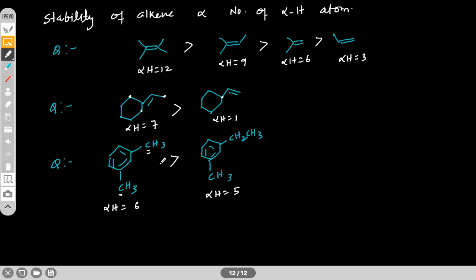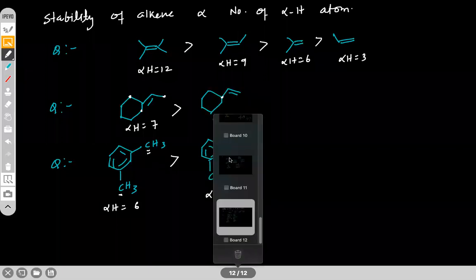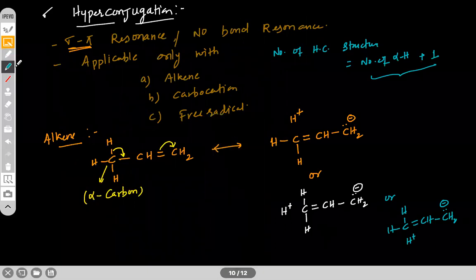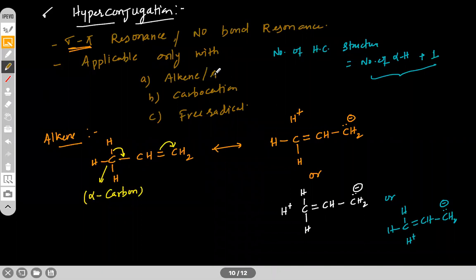We'll discuss resonance. We are just talking about hyperconjugation here. Obviously, in this ring, resonance is possible, but we are talking about hyperconjugation. So hyperconjugation, like I said, is possible in alkene. I forgot to write here, in alkyne also it is possible. Alkene, alkyne, it is possible. It is possible with carbocation and free radical.